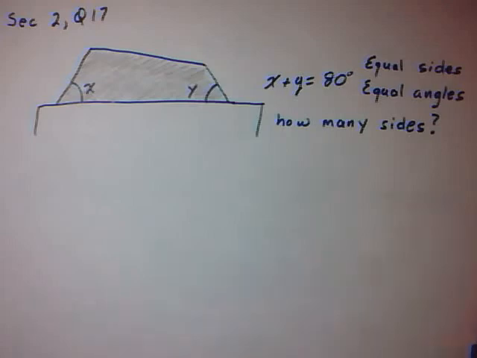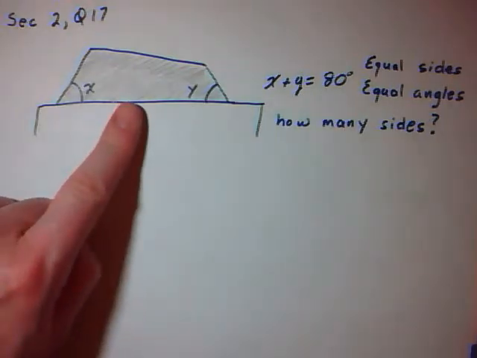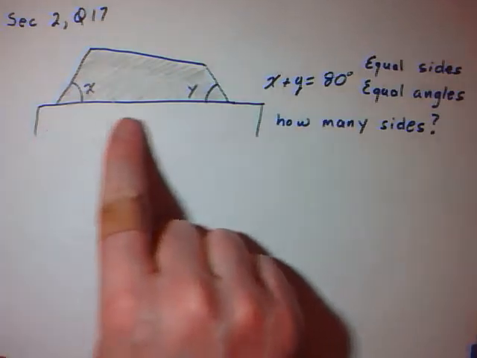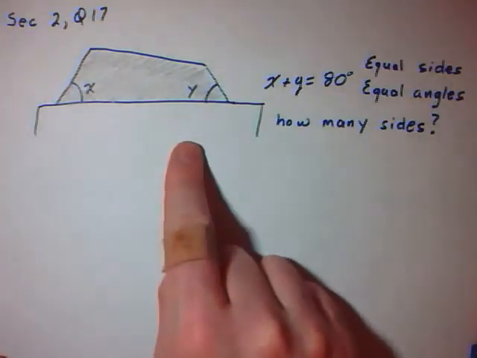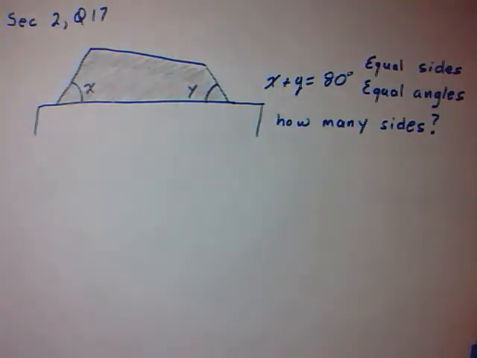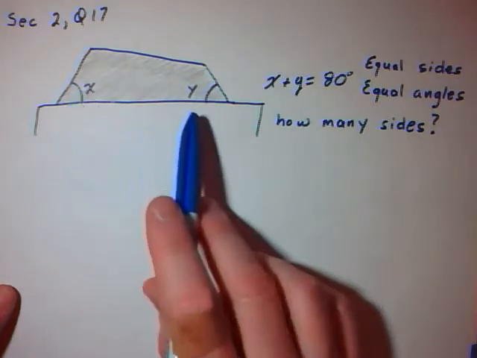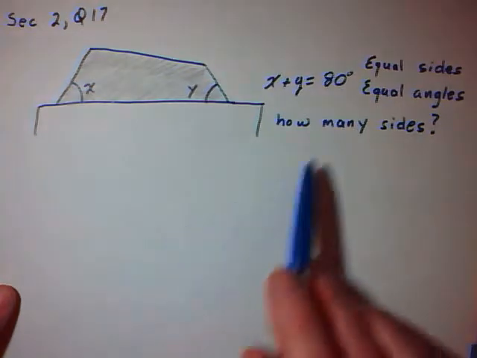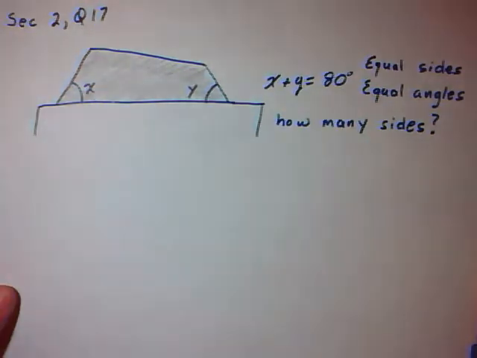This is the solution for question 17 of section 2 of the College Board Practice SAT for 2009. In this question, we're told that the shaded figure shown here is a polygon with equal sides and equal angles and is partially covered by a sheet of paper shown here. We're also told that the sum of angle X and angle Y is 80 degrees. And we're asked to find how many sides this polygon has.